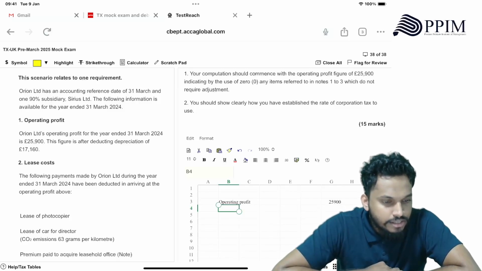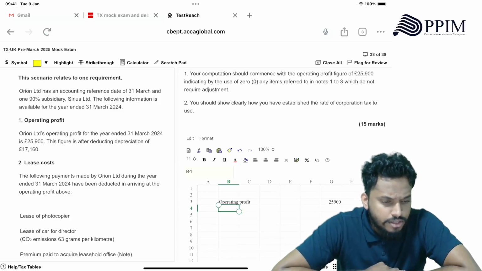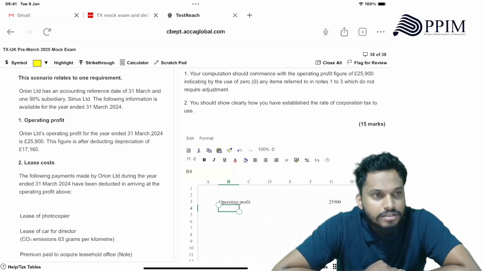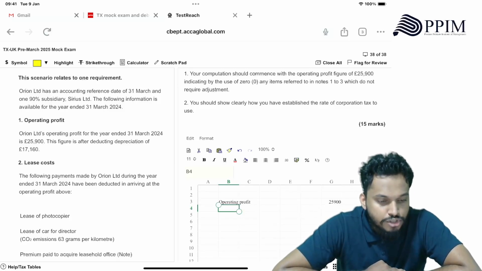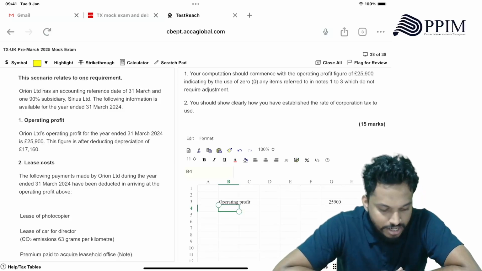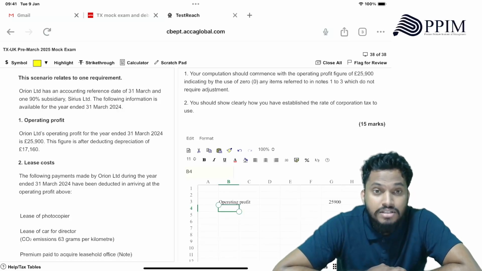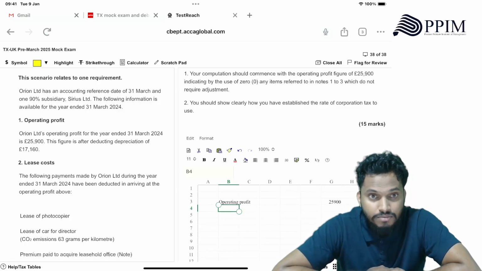Orion has an accounting reference date of 31st March and a 90% subsidiary, Cyrus Limited. The following information is available for the year ended 31st March 2024. Orion Limited's operating profit is 25,900. This figure is after deducting depreciation of 17,160. Depreciation needs to be added back because depreciation will be replaced by capital allowances. That's the reason you are adding it back.